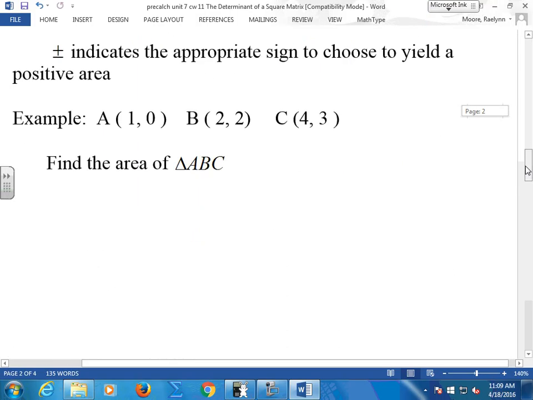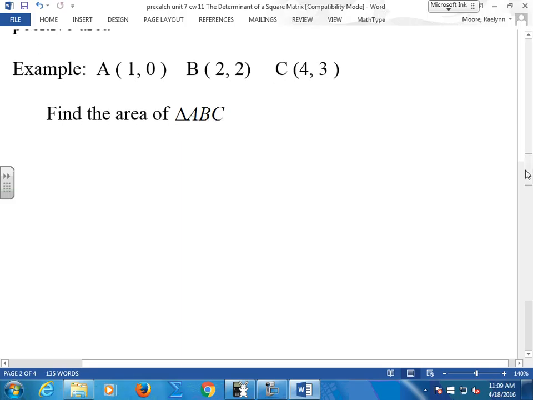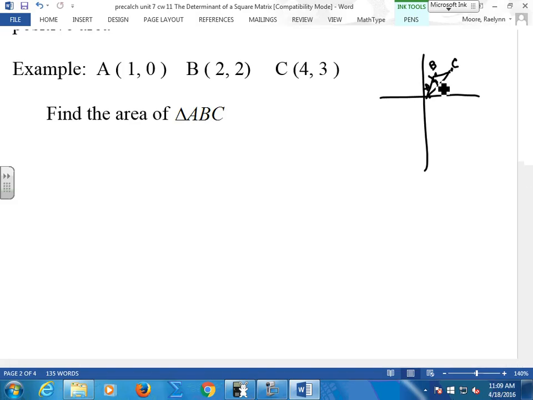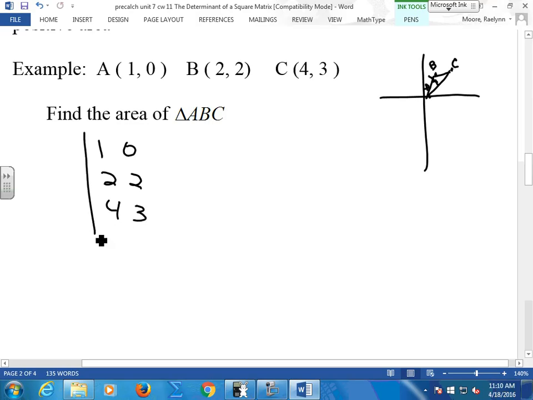So we're going to try one, which makes it a little bit easier to explain how this works. So we're going to take these points. If I graph them, here's my 1, 0. Here's my 2, 2. Here's my 4, 3. Here's my triangle. It would be a nightmare. I'd have to take the distance. I'd have to drop a perpendicular. I'd have to find that distance, and I'd have to do all this work. Instead, we're making a matrix. Put your coordinates like this. Just list them down. And we're going to take the determinant of this.